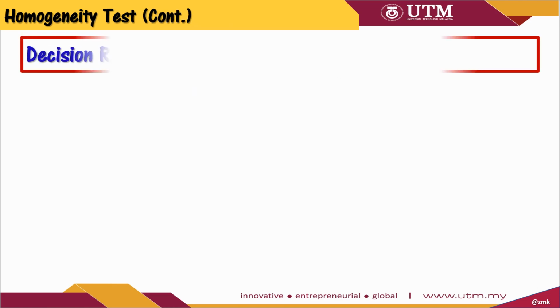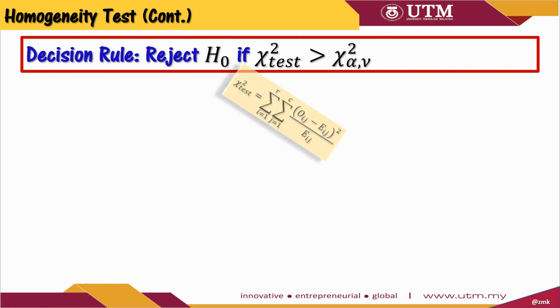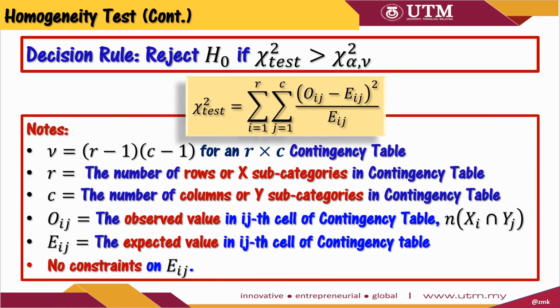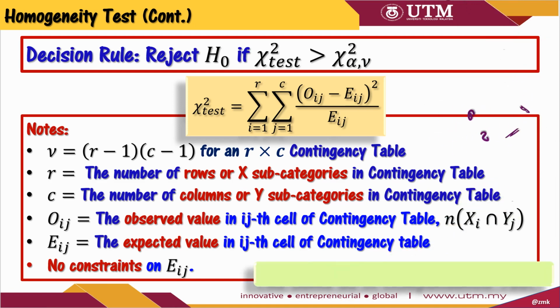Back to the decision rule and the chi-squared test statistic formula, the definitions of all notations such as nu, r, c, Oij, and Eij are all exactly the same as what we had earlier in an independence test.